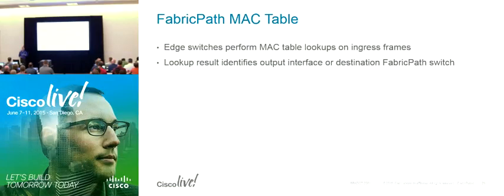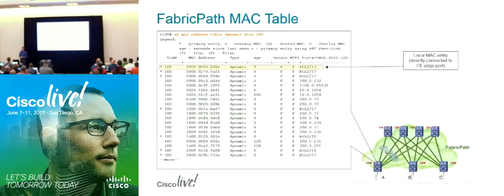All of the lookups in FabricPath when it comes to MAC addresses happen on the ingress into the fabric, on the edge devices. So say, for example, I have a leaf node, and a workload connects to it, and it needs to send traffic to some other workload in the fabric. The lookup for the MAC address destination will happen on the ingress switch, or ingress chip. So the lookup result identifies the output interface out of that switch. And this is what the MAC address table looks like.